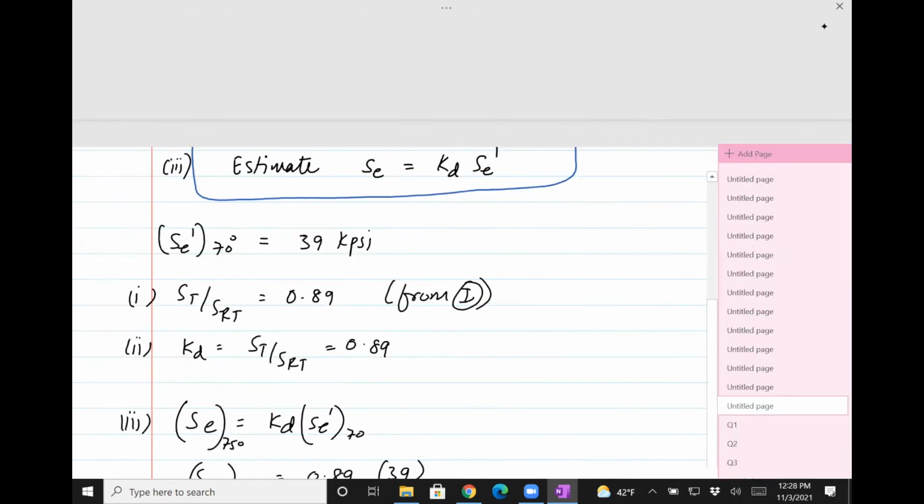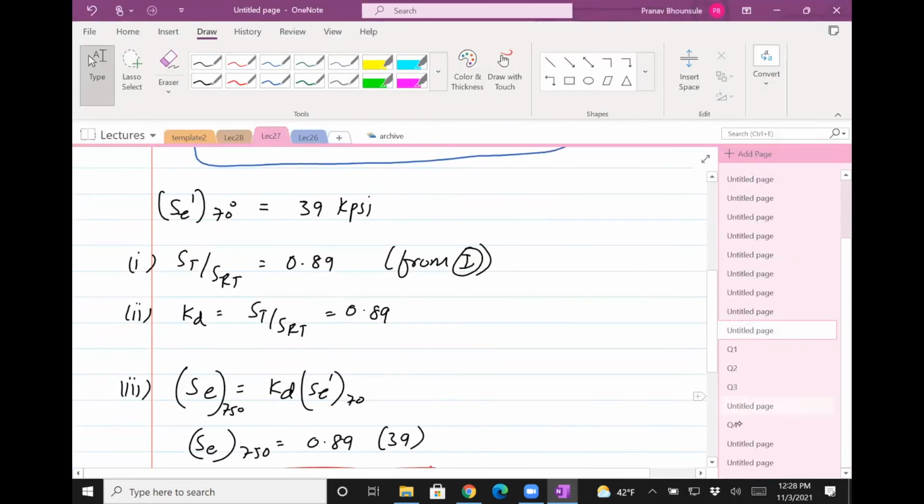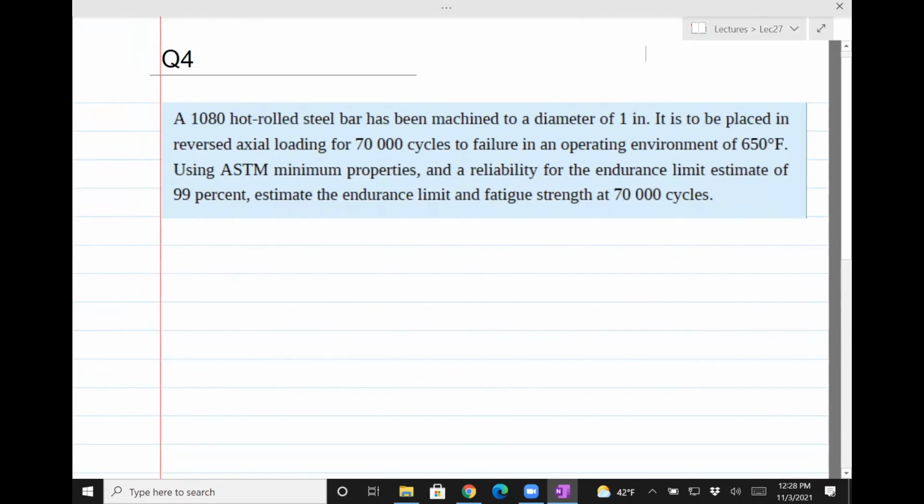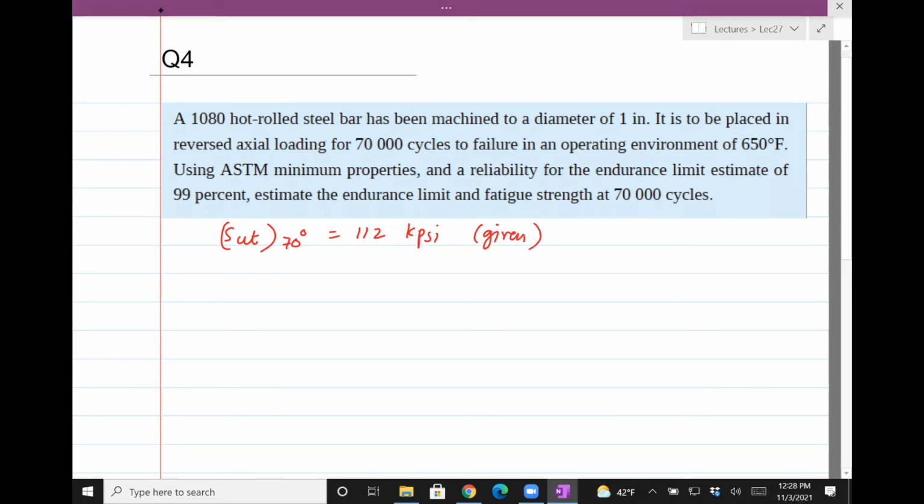Okay, here is the last question now, question 4. This is probably the most elaborate question you can get in something like this, where you're trying to find all those factors. One thing which is missing in this problem as it stands is the ultimate strength. So SUT at 70 degrees is given, and it is 112 kpsi. Okay, so let's read the question.